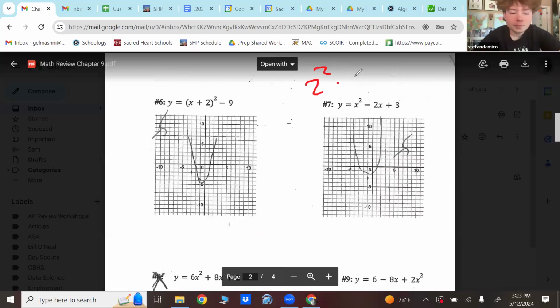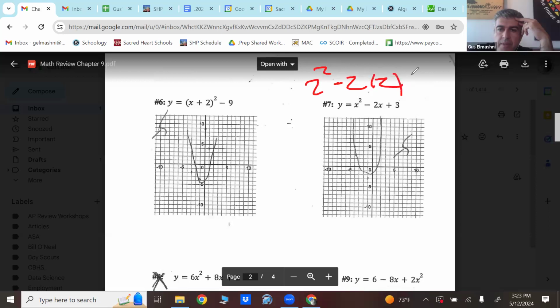2 squared minus 2 times 2 plus 3. You gotta stop doing that, like you keep doing. I want to help you, but there's only so much I can do. I'm telling you what to do, and you're not doing it. I don't know why. So just do it. Just plug it in the calculator. Tell me what you get.